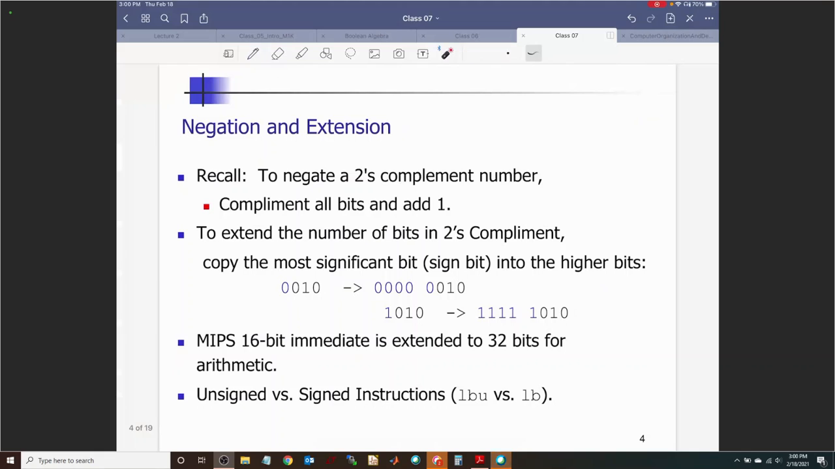All right, next we talk about negation and extension. When I think about extension, I think about avoiding situations where overflow can occur. For example, if you're trying to multiply two numbers, you know that multiplication is successive addition. So you're adding many times, and that's essentially what multiplication is.